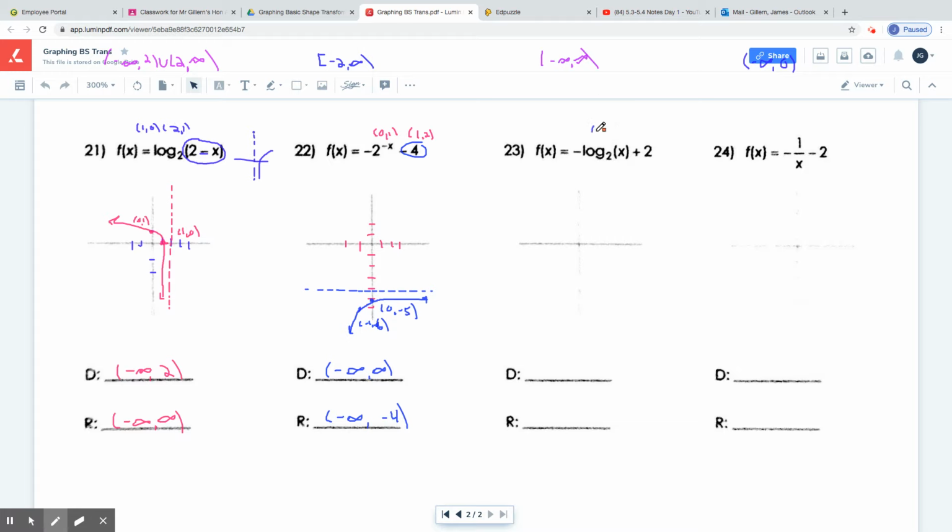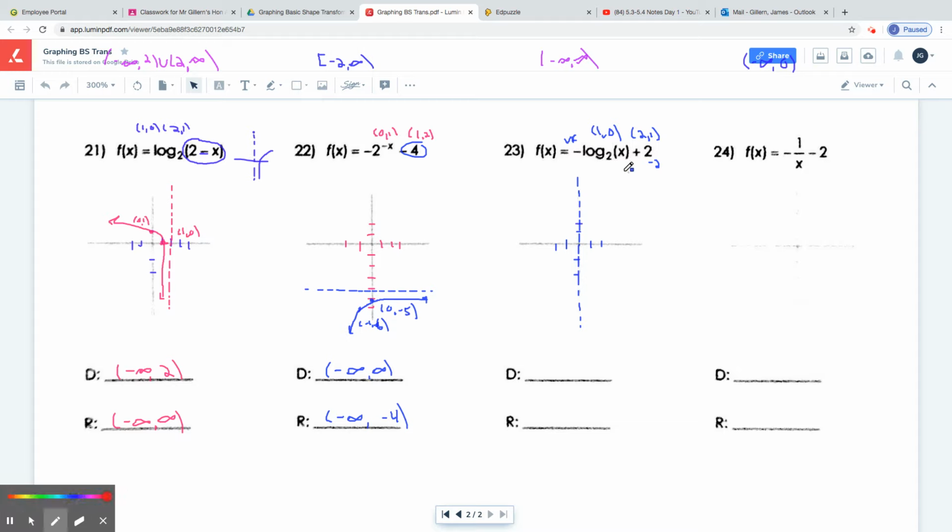All right, our log graph. Points are 1, 0, and the base comma 1, so that's 2, 1. I have a negative here, so that's going to be a vertical flip, which means I change the sign of the y. This is going to move it up 2. So nothing's really happening to the x's, so I'm still going to have an asymptote of 0, okay? And let's get some other points here.